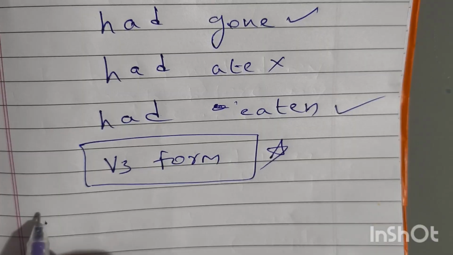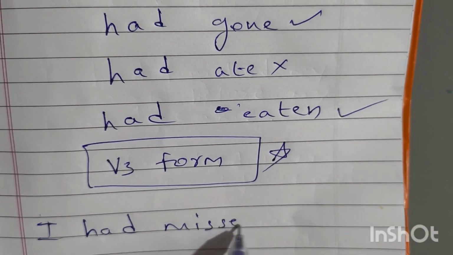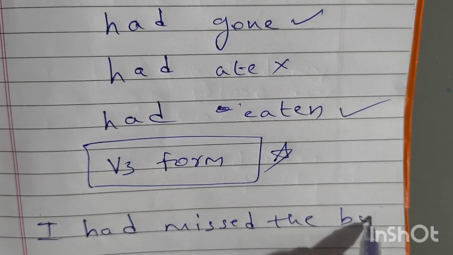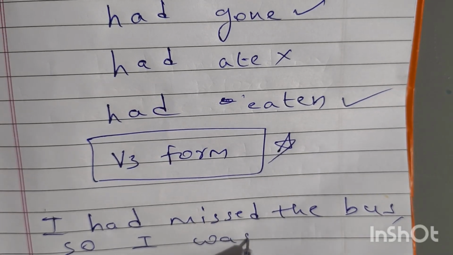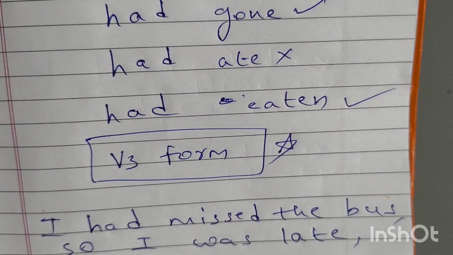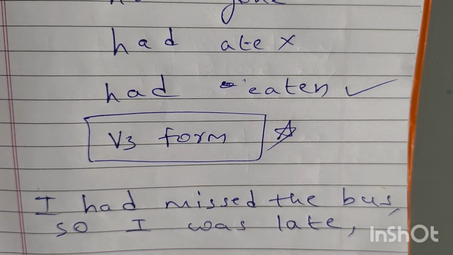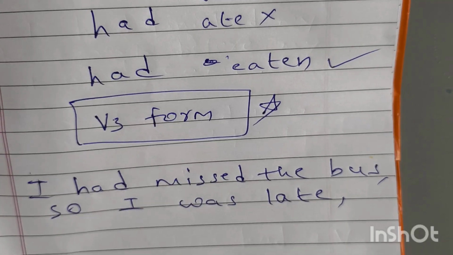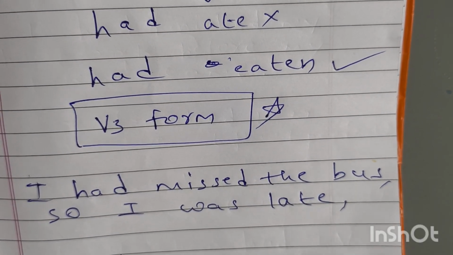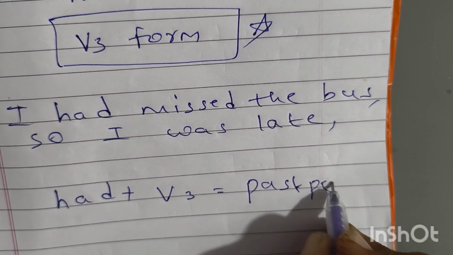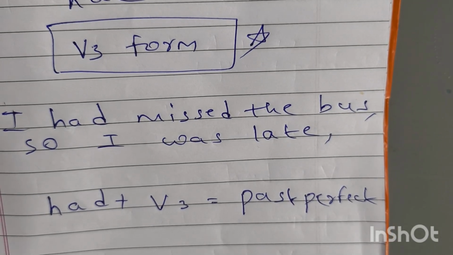I had missed the bus, so I was late. So see the example, I had missed the bus, so I was late. Okay, that's it. Very simple, children. What is structure here? Had plus V3. It will tell us past. Had plus V3. What? Past perfect tense. It tells us about past perfect tense. Practice this and you will understand easily. Thank you, friends.